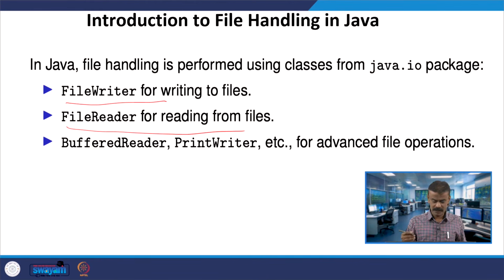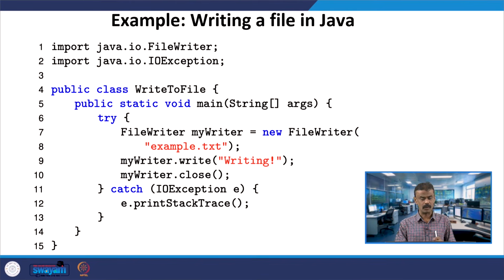And then we have several advanced file operations. Here you have BufferedReader, which is an advanced file operation, and similarly PrintWriter, which is also an advanced one. Let us consider the same example, how we are going to write to a file in Java. We import java.io.FileWriter and java.io.IOException. IOException means we are going to use try, throw, catch, which we have already studied.